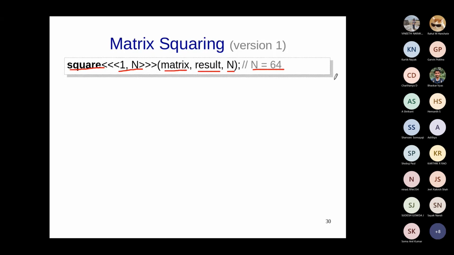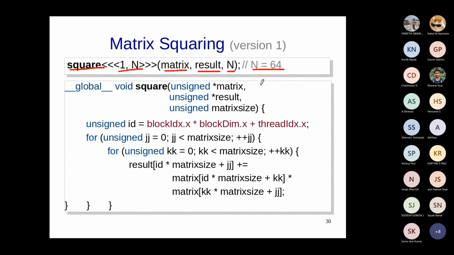The kernel code looks very similar, except that there is no i loop. Because that i loop, I can now convert into multiple threads. So different threads take different values of i. That i is going to essentially be replaced by this ID. So wherever I had i, that becomes ID. The rest of the code remains the same. So I have these inner two for loops here, which are going to take care of the j and k loops. Any questions on this particular code?